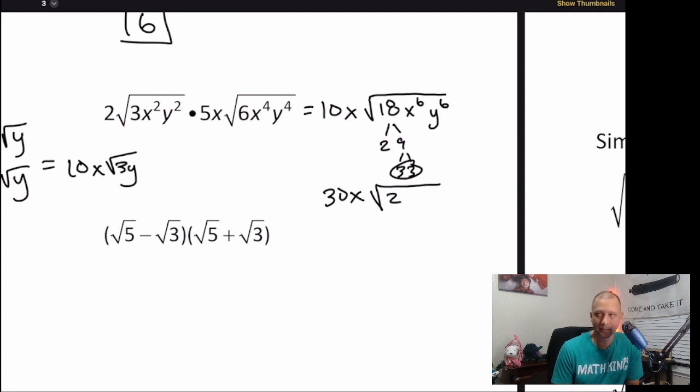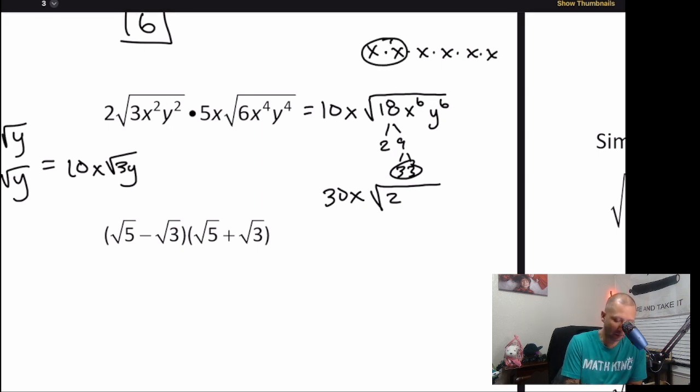Okay, x to the 6th. So think about what this means. This is saying x times x 6 times. So I can pull out every pair. So I can actually pull out 3 x's. So that would be x cubed. X cubed is going to come out, but there's already an x outside. So this is going to be x to the 4th. y to the 6th. Again, same logic. There are 6 y's, so I can pull out 3 y's. So this is going to be y cubed.